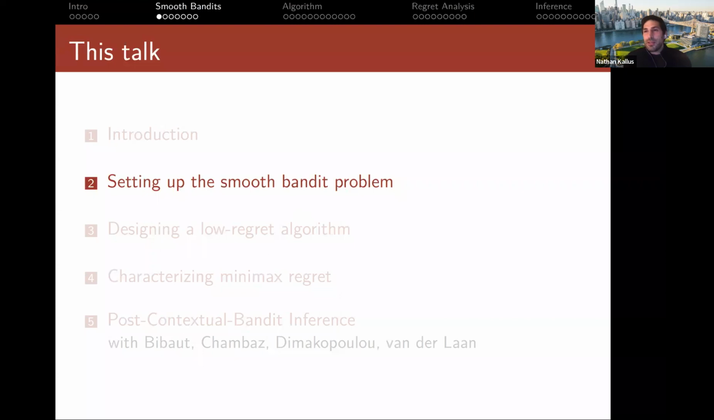But in these settings, we actually want to learn something. It's not just about controlling regret. We also are running an experiment, want to learn something at the end. We want to construct confidence intervals, but we've made adaptive arm allocations. So the standard approach to inference is broken. So there's a question, how do we fix that? How do we do inference after running a contextual bandit? But for now, let's focus on the smooth bandit problem.